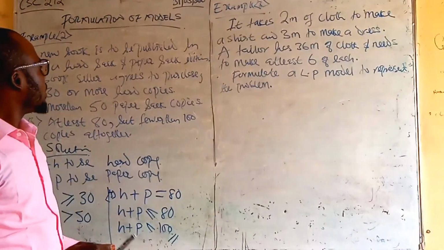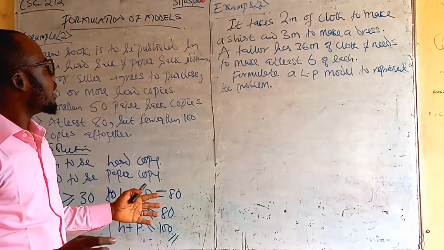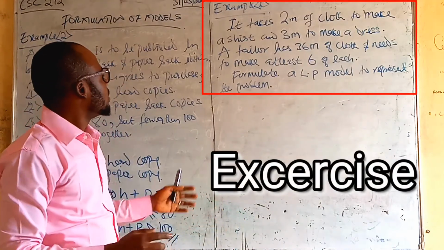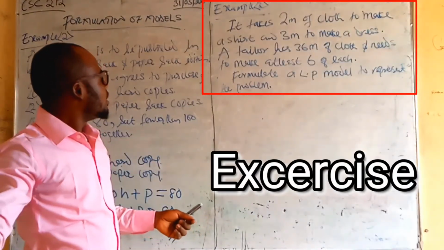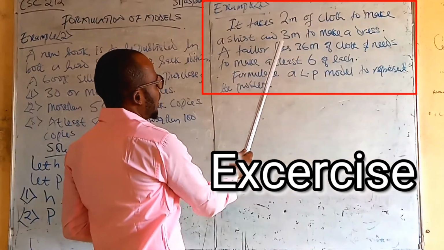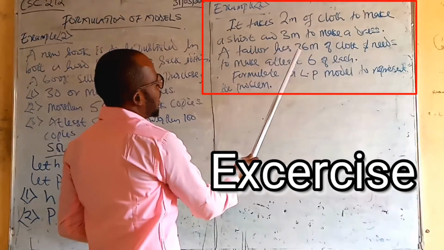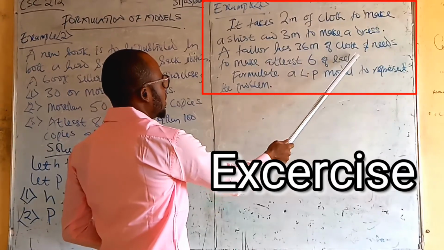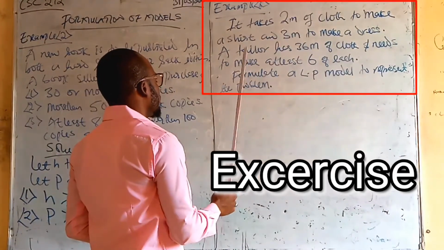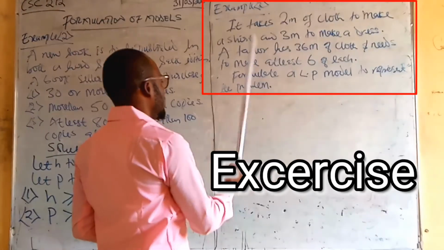So I hope it is clear. Then we have another example, which I would like any one of you to go and try as an exercise. The example stated that it takes 2 meters of cloth to make a shirt and 3 meters to make a dress. So a tailor has 36 meters of cloth and needs to make at least 6 of each. You are asked to formulate a linear programming model to represent the problem.